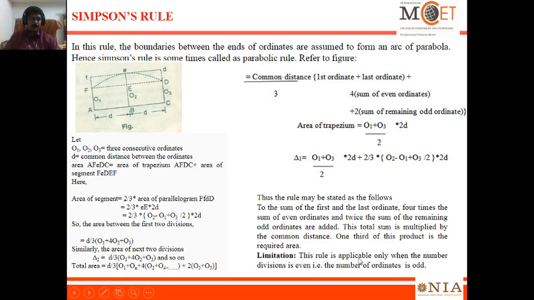The limitation is that this rule is applicable only when the number of divisions is even. Say here the divisions are 2 and the ordinates are 3. If the number of ordinates is odd, or the divisions are even, then only this rule is applicable. Otherwise it cannot be applied, but a combination of trapezoidal and Simpson can be applied for such cases, right? So these formulas you have to remember to calculate the area, right?